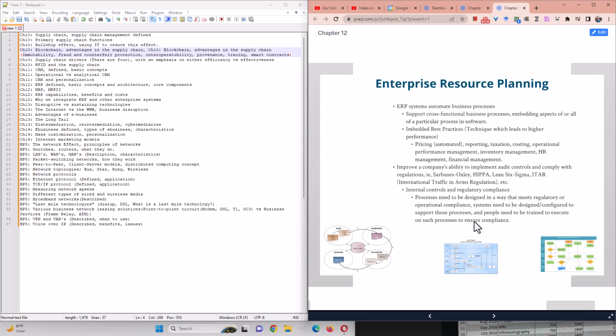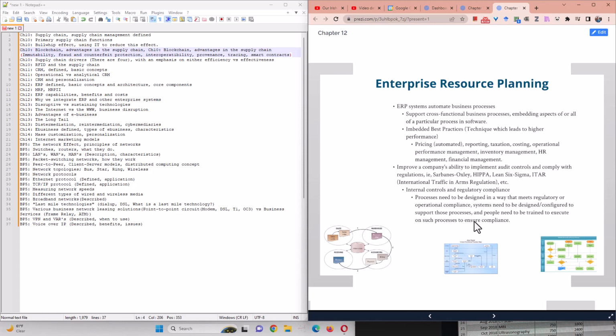You also embed best practices when you license one of these. One of the things you get is best practices for the industry, for example regarding human resource management or financial management, or best practices in terms of managing inventory if it's the food industry, or the retail industry, whatever industry the company using the ERP system is in.